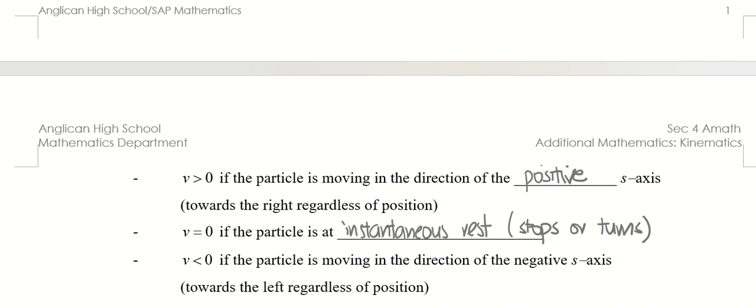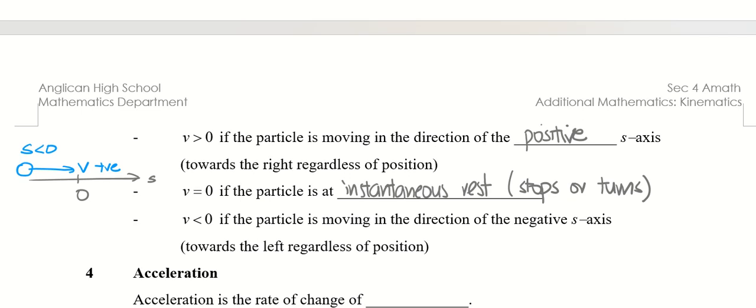So there are situations whereby, let me draw this again. Let's say this is s, this is 0. There will be a situation where s is smaller than 0 and the particle is moving with v being positive. On the other hand, there can be a scenario where s is greater than 0 and the particle is moving in the opposite direction, v is negative. So don't assume both must be positive or both must be negative. Look at the scenario, look at the question itself.